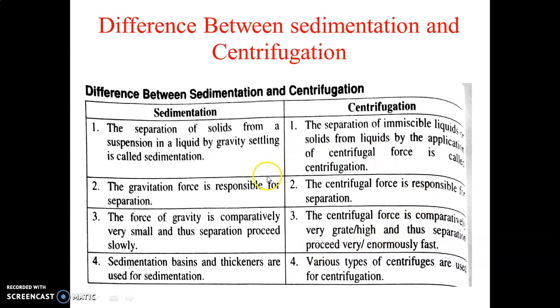And same thing, sedimentation basins and thickeners are used for sedimentation. And in centrifugation, various types of centrifuge are used. Means we can use a suspended type, horizontal, or vertical type centrifuge. So in this way we can differentiate sedimentation and centrifugation.